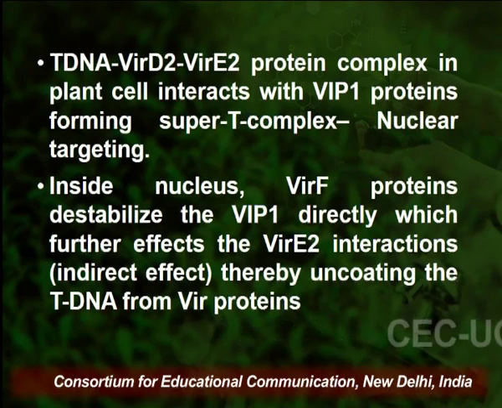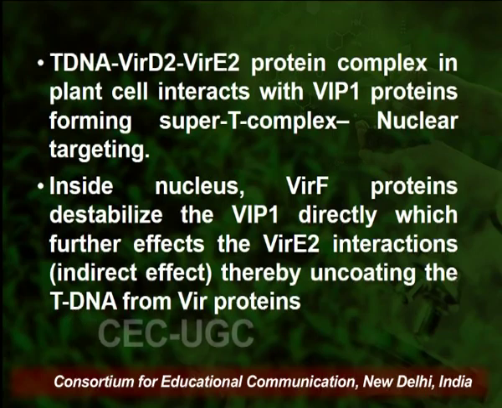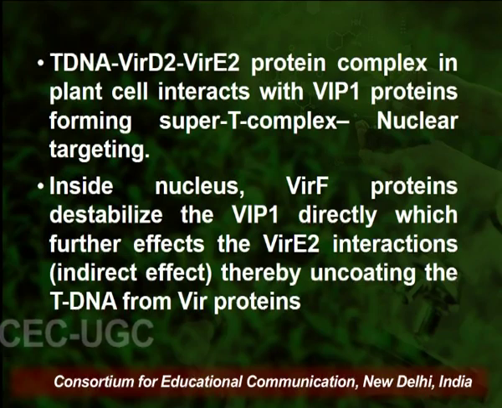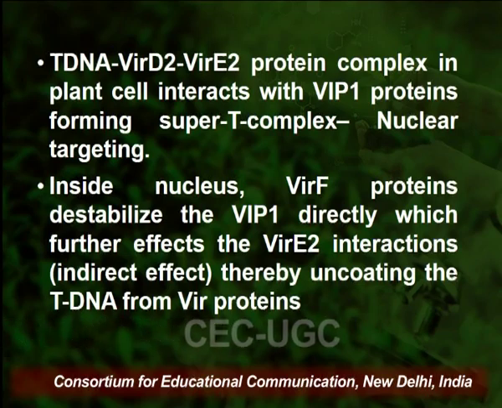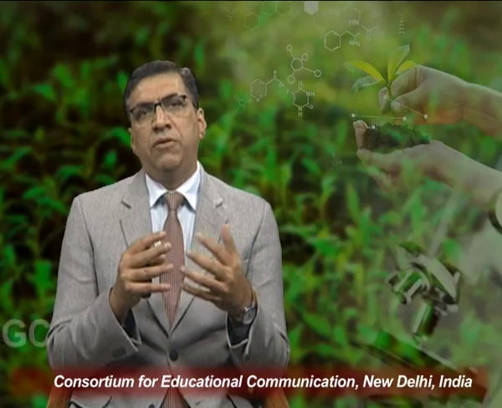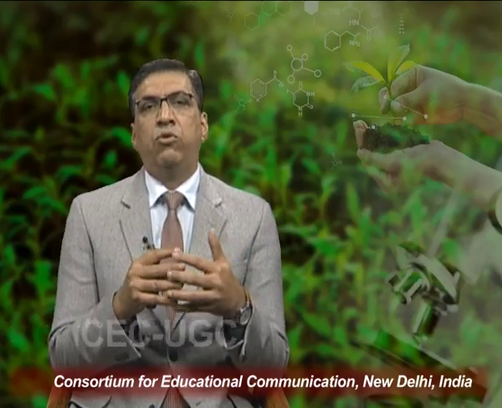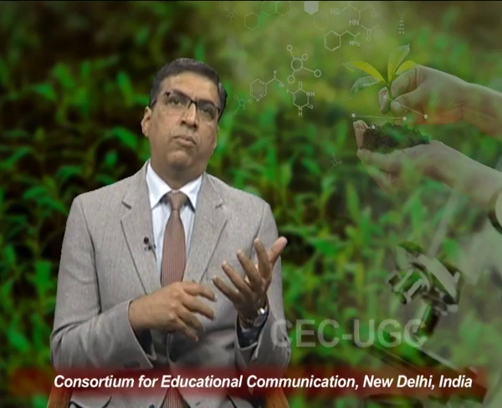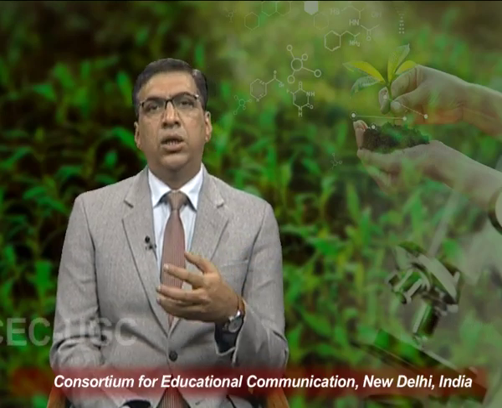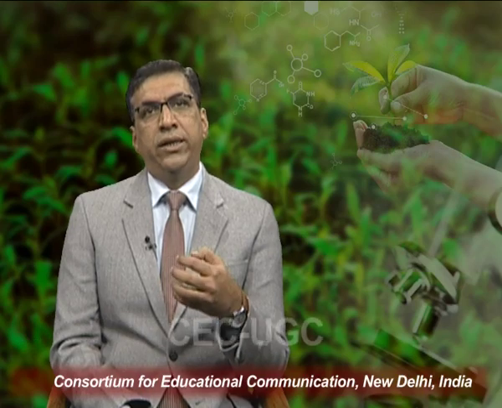Once this gets destabilized, the interaction becomes very weak and this protein dissociates from the complex. Further, the vir F protein also destabilizes the vir E2 and vir D2 interactions with tDNA, thereby totally uncoating the tDNA from the vir proteins. Or simply we can say vir F proteins help in removing all the other proteins that form a complex with tDNA, thereby releasing tDNA into the nucleus of the plant cell, and then this tDNA gets incorporated into the plant genome and produces its effect.